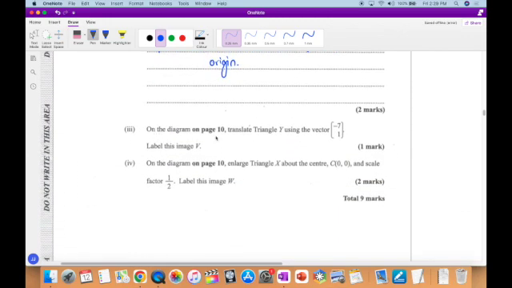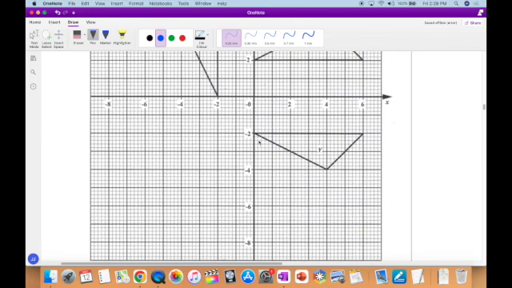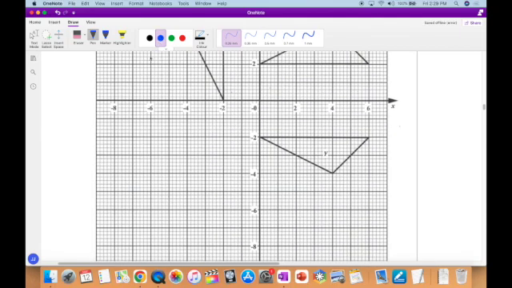On the diagram on page 10, translate Y using the vector minus 7, 1. Label this diagram V. So Y is this. Minus 7 on the x and 1 on the y. So that means they're going this point 1, 2, 3, 4, 5, 6, 7, and then 1 on the y. We'll put that point there. 1, 2, 3, 4, 5, 6. So this is 6 long. 1, 2, 3, 4, 5, 6. And then 2 wide. So we come in here, I believe.